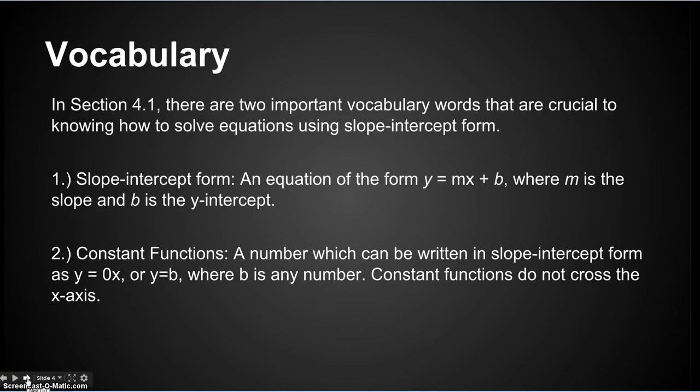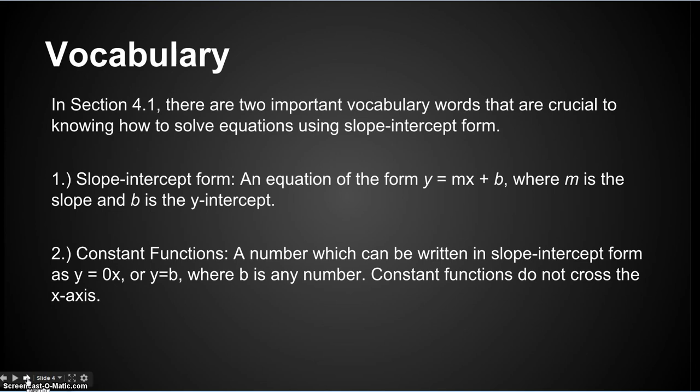This is the vocabulary. In section 4.1, there are two important vocabulary words that are crucial to knowing how to solve equations in slope-intercept form. Number one is slope-intercept form. An equation of the form y equals mx plus b, where m is the slope and b is the y-intercept.